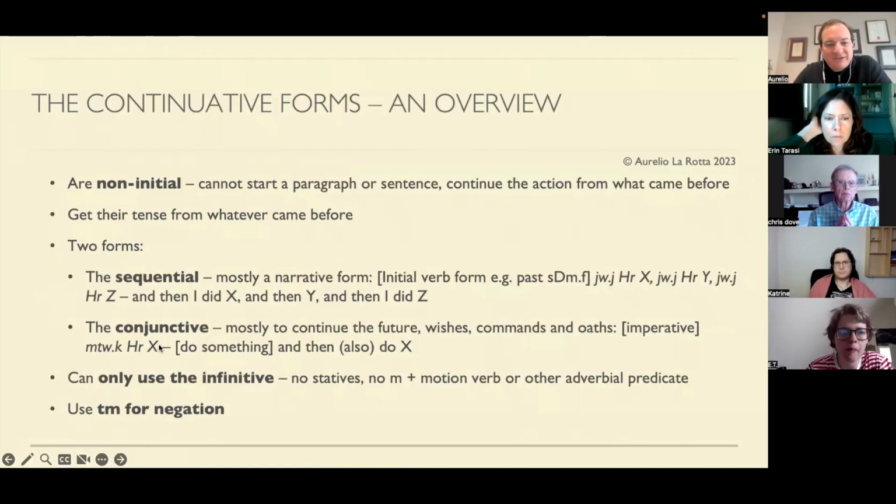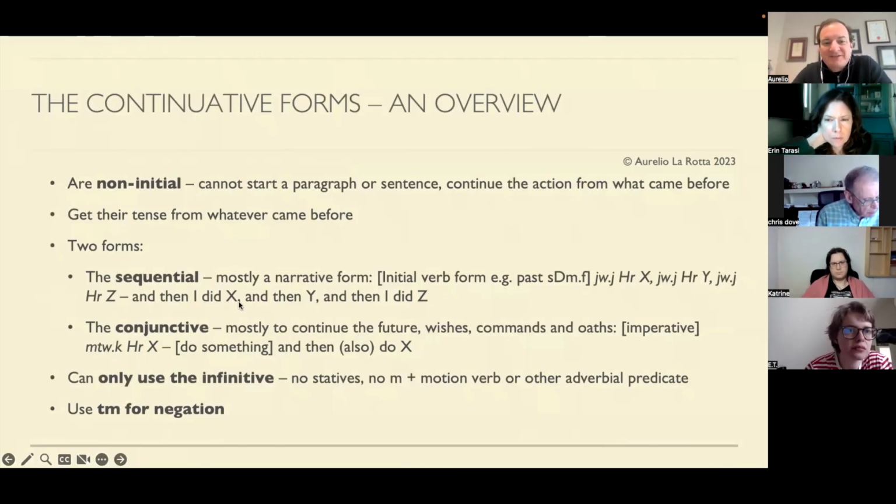The conjunctive, on the other hand, is normally used after statements about the future, after wishes, commands, oaths. So, for example, do something, and then tw.k her X, with X again being an infinitive. So do something and then also do something else. You wouldn't normally string multiple imperatives directly one after the other. I guess maybe you could in some circumstances, but the normal way is imperative followed by conjunctive, followed by another conjunctive. Same for wishes. May you do something, and then tw.k her, and then another infinitive.